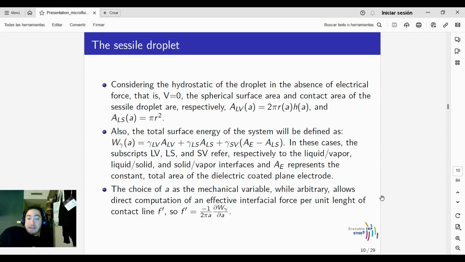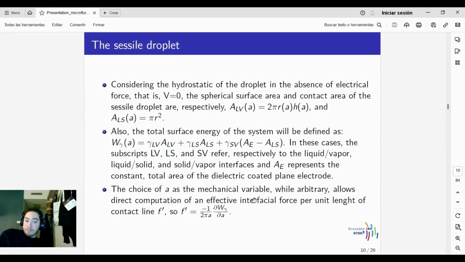As we have seen here, the total surface energy is expressed in terms of A. This is the mechanical variable that has been chosen, since A is the horizontal distance between the center of the electrode and the contact point or the contact line between the drop, the electrode, and also the gas phase. It allows us to compute an effective interfacial force per unit length that is going to be defined.